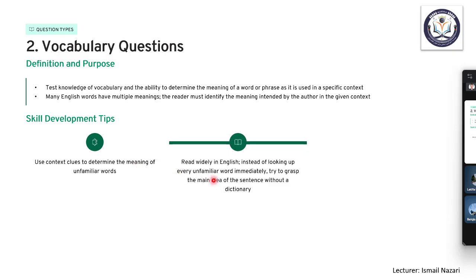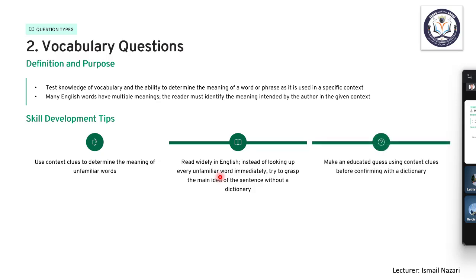Second, try to read widely. Read the passages, they are very helpful and they can teach you word choice, how the vocabulary is used, different varieties of words inside the context. So they can help you boost with that. So try to grasp the main idea of the sentence without looking to the dictionary. So read widely. Instead of looking for every word, try to guess the meaning according to context and the main idea.